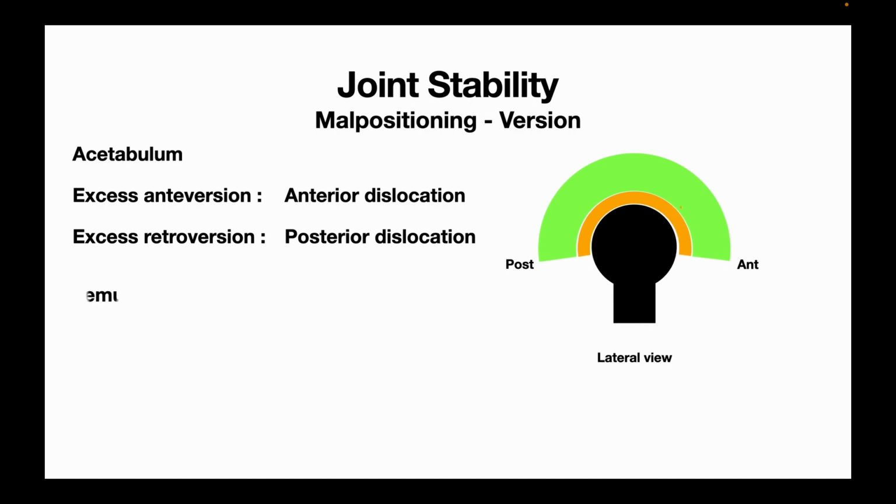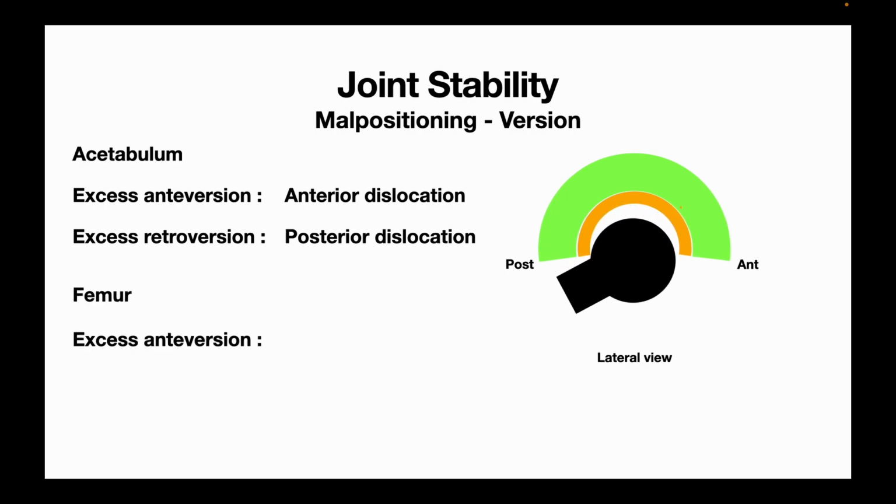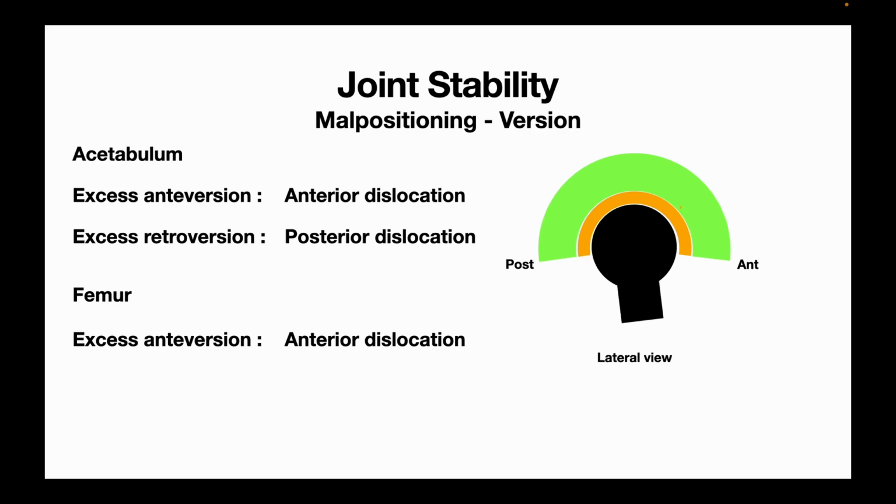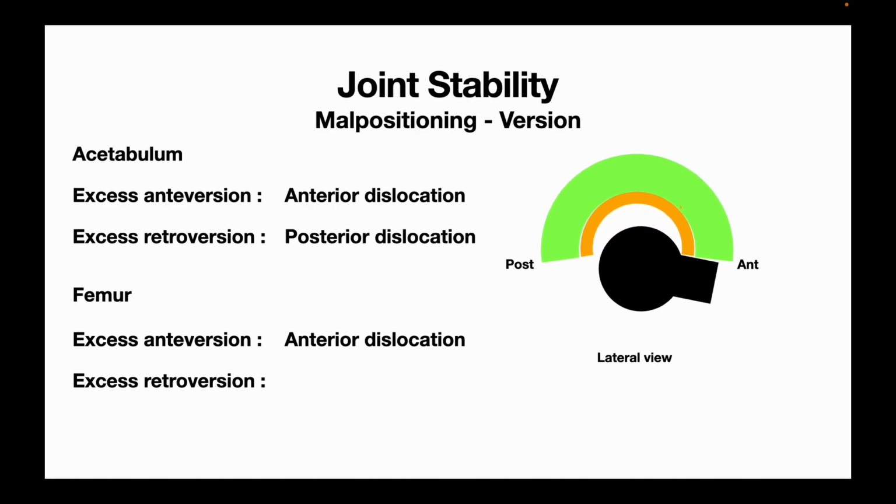Similarly, if the femur is fixed in anteversion beyond the physiological range, as in acetabular version, the hip joint is once again unstable during external rotation and may dislocate anteriorly. And if fixed in retroversion, it may dislocate posteriorly.